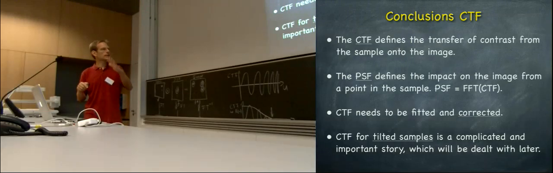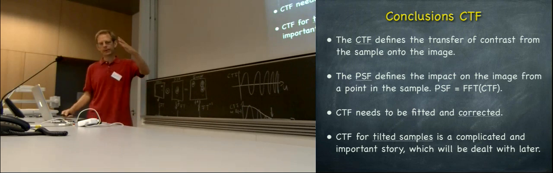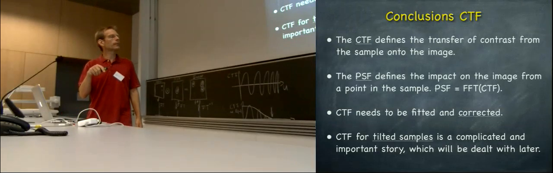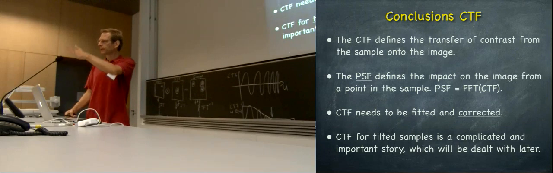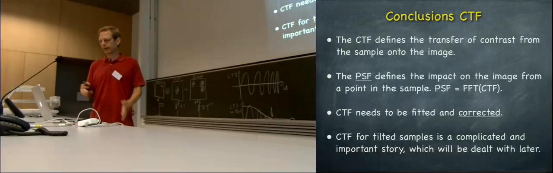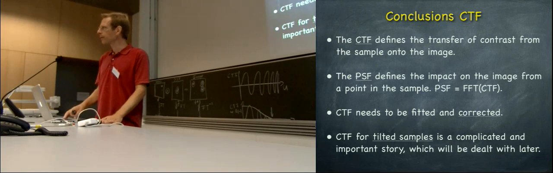When we have tilted samples, then it gets much more complicated, and we will speak about that on Thursday. For tilted samples, the problem is that on a tilted sample, the defocus is not 1 micrometer or something, but the defocus varies from 3 micrometers to 2 micrometers and 1 micrometer. And then the contrast transfer function for a tilted sample across the entire picture is a complicated beast, and we will speak about that on Thursday.